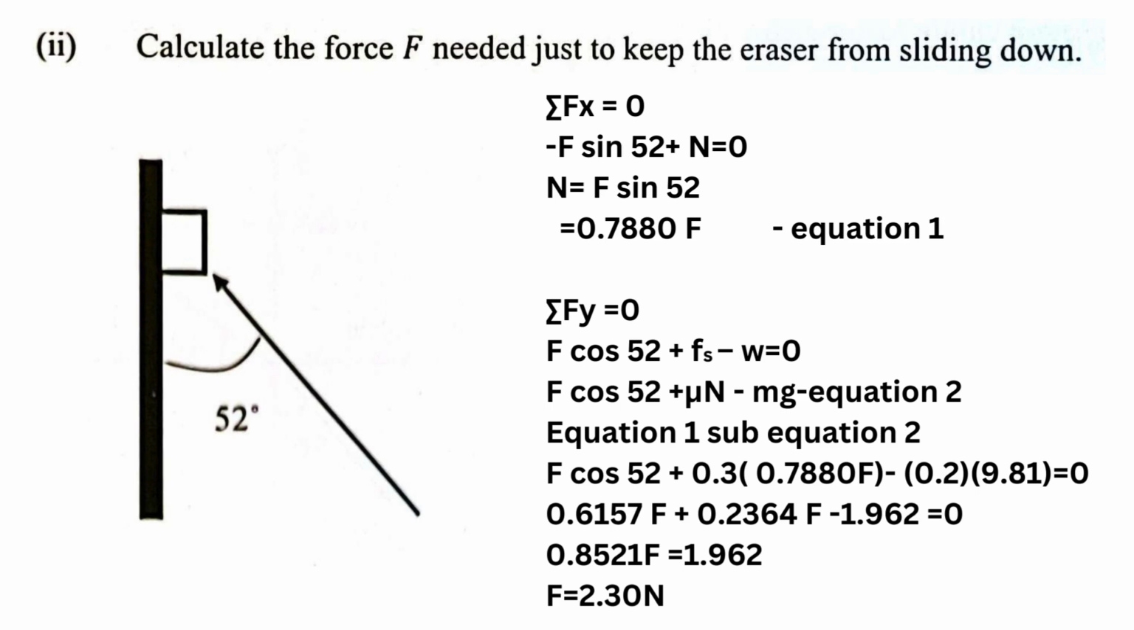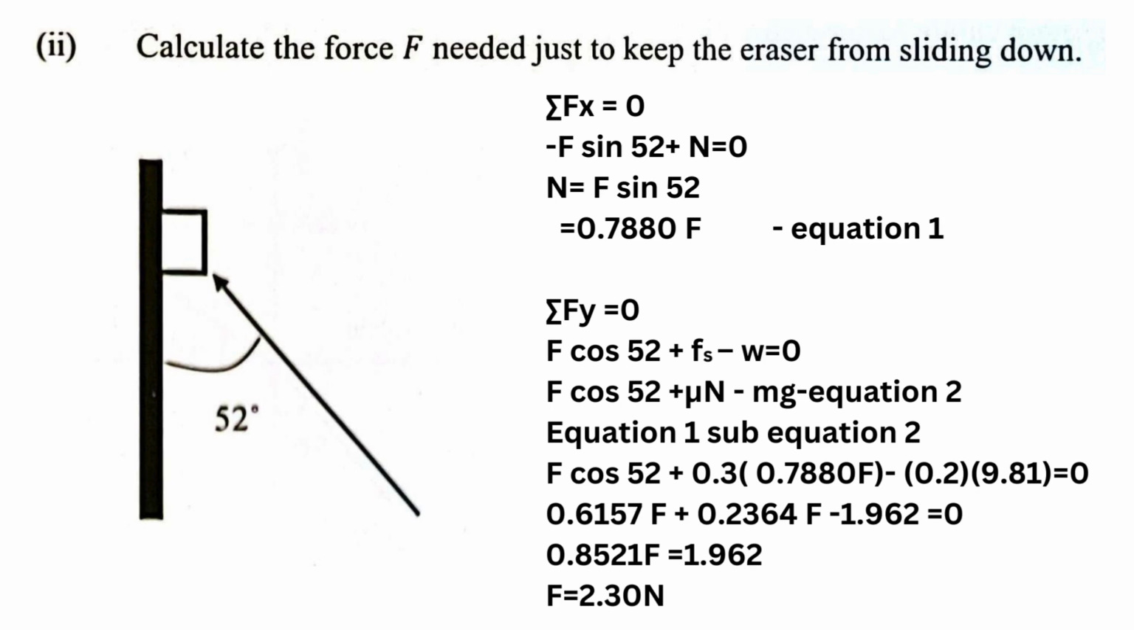In this case, the object is at rest. Hence, it reached static equilibrium according to Newton's first law. Thus, the total Fx is equal to 0. The forces that act horizontally are the normal force, and the x component of force that acts in the opposite direction. Thus, N is equal to F sin 52.